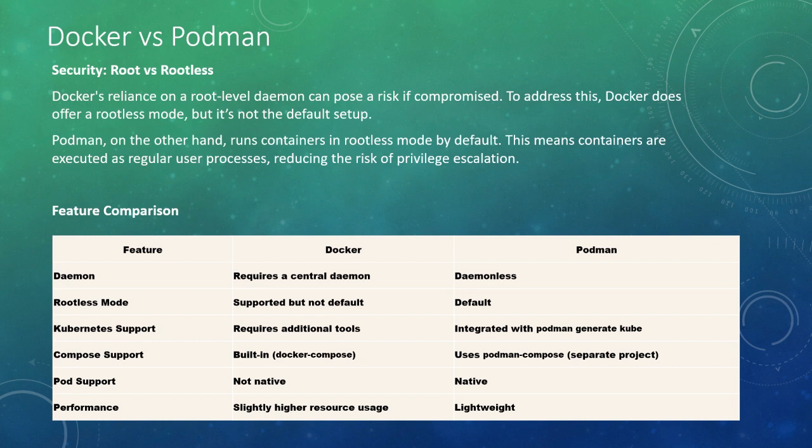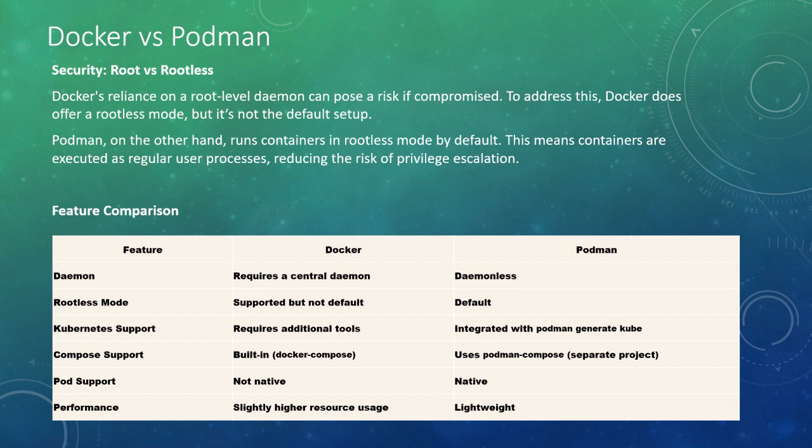But when it comes to Podman, the containers run in rootless mode by default. There is no configuration or setup that needs to be done. This means they are executed as regular user processes, reducing the risk from required privileges. So it completely eradicates that risk, and it's rootless.